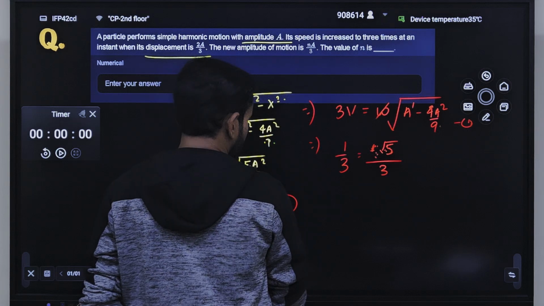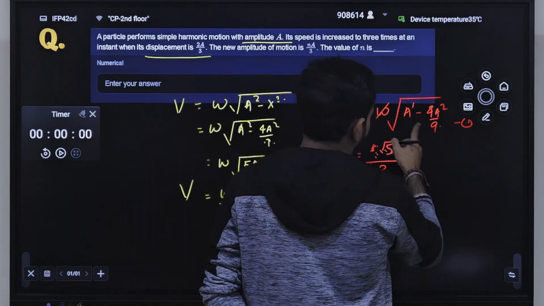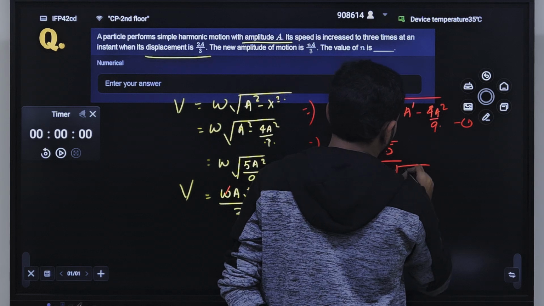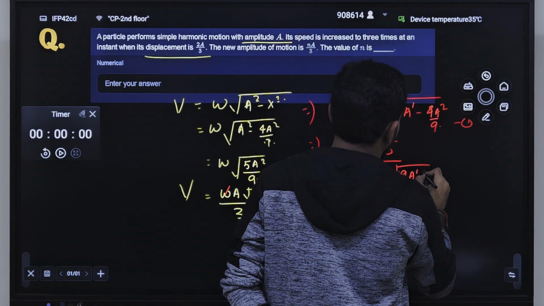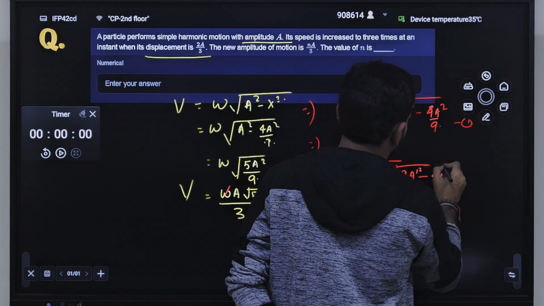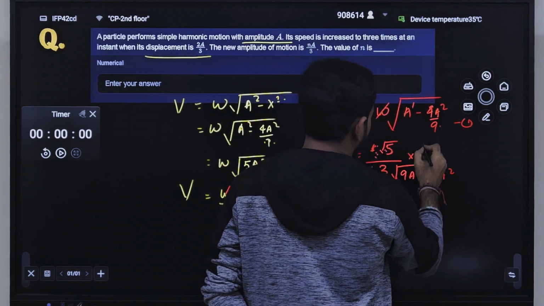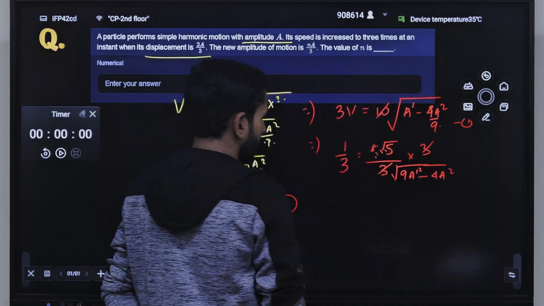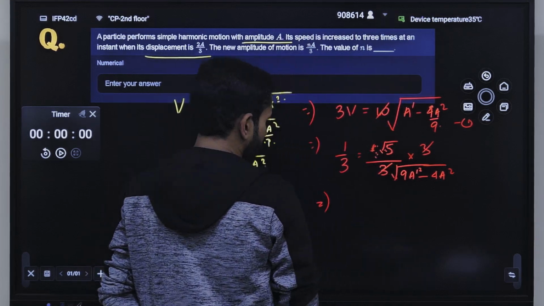There is a little bit of calculation. See what you can write here? 9 root under 9 a dash square minus of 4 a square, and again there will be a 1 by 3, that is here it will multiply by a factor of 3. Correct? Now further what can you solve?